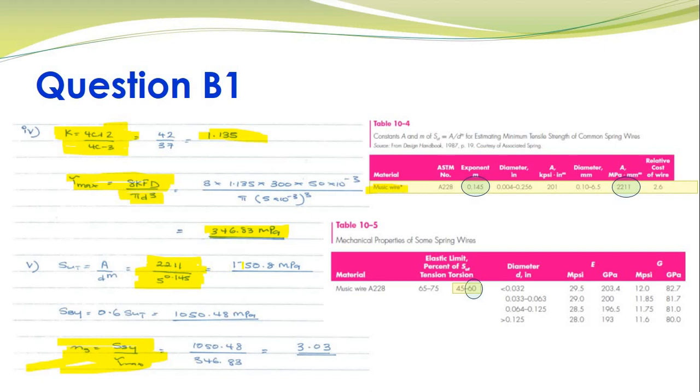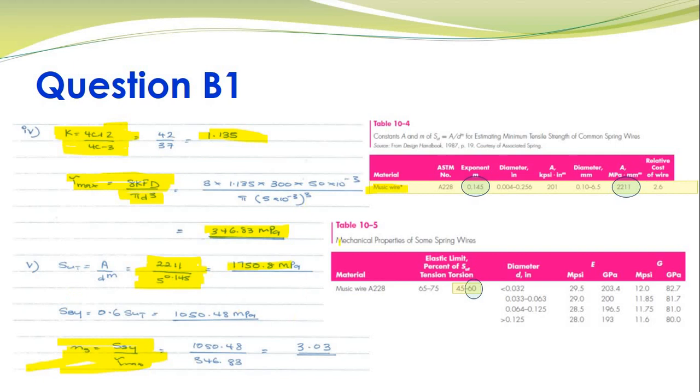Once you do this calculation, whatever value you get, it will be in megapascal. So you obtain a value of 1750.8 megapascal. Now the next thing is you have to calculate your Ssy. So the maximum stress that a spring can be designed for is your torsional yield strength.